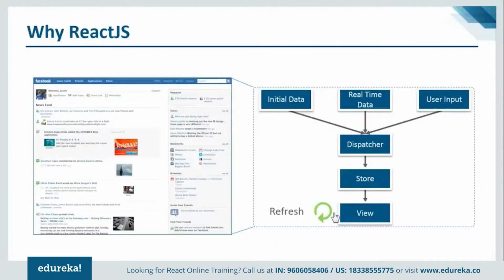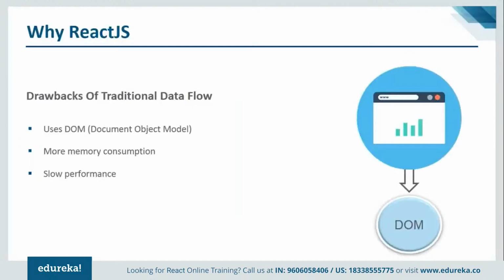Now view is the part where the user is actually interacting with the application. And being a user, whatever you see on the browser as a web page is the view itself. So if there is a change in data from any of these sources from the backend, in order to reflect those changes on the view, you have to refresh the entire page and then it's seen by the user. This surely was not user-friendly, and moreover, this traditional data flow had some drawbacks, like it used the DOM.